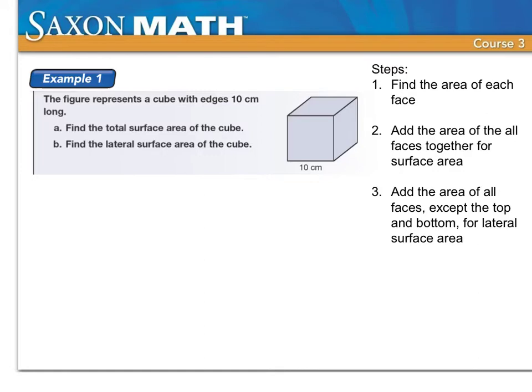And then step 2 says if we are doing the surface area, then we need to add the area of all the faces together. And step 3 says if we are doing lateral surface area, then we add the area of all the faces, except for the top and the bottom. Okay, so let's do number 1 here.